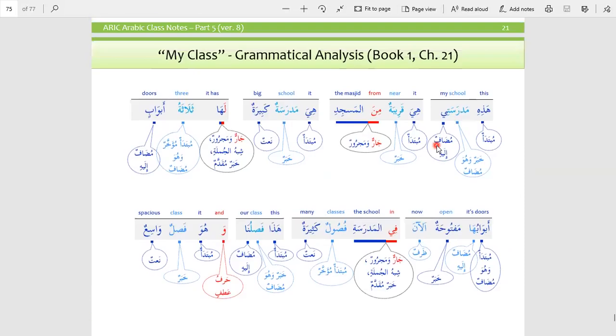Yes, I think you allow us to complete this. My school.